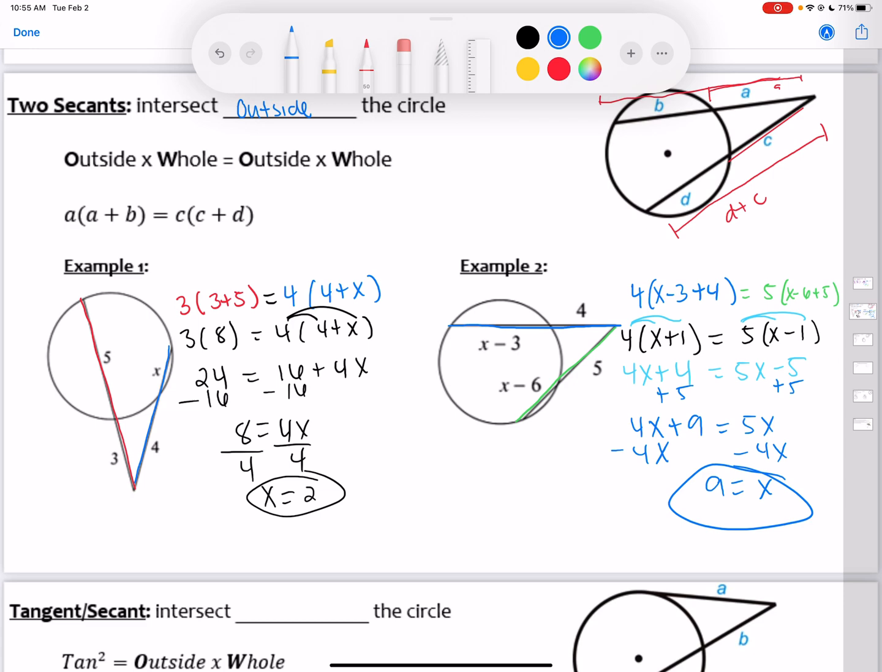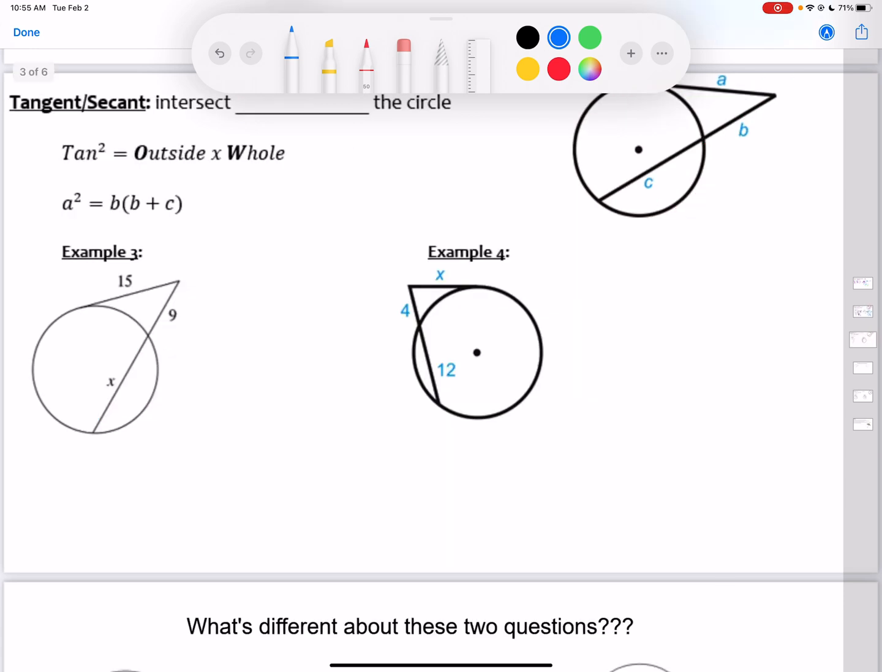The next one that we're going to look at is a tangent and a secant. So in this case, I've got one tangent line and one secant. And the intersection, again, is still going to be outside. But the formula that we're using this time is tangent squared equals outside times whole. So the tangent is the piece that doesn't intersect through the circle, and then outside times whole, just like the secant. So anytime it's a secant, you're really looking for this.